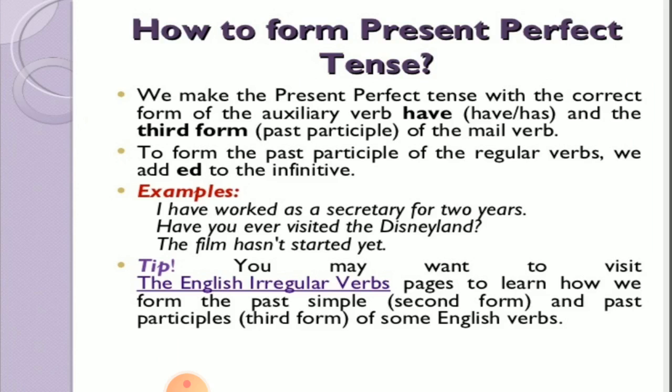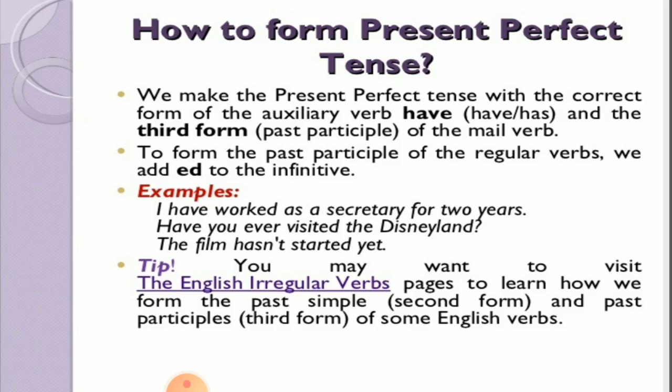How to form the present perfect tense? Now children, I have told you many times that we are using the present perfect tense here. But now you should know which verb forms you have to use in the present perfect tense. So that we will see over here. We make the present perfect tense with the correct form of the auxiliary verb have. It means it is a form of have. You can use have or has. And the third form, or you can say the past participle form of the main verb.